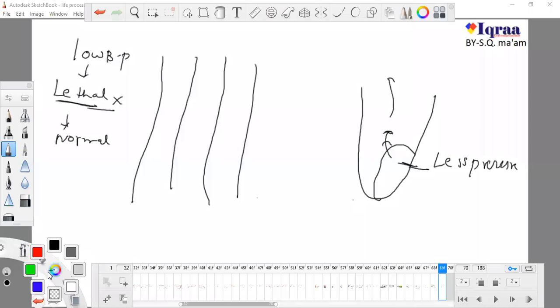Low blood pressure is a problem of the ventricle, and the blood is coming down very, very slowly. That is known as low blood pressure.